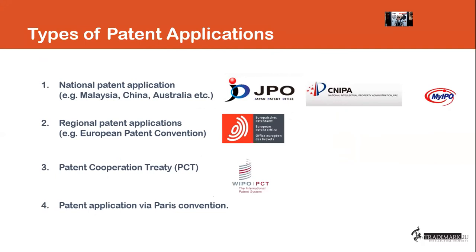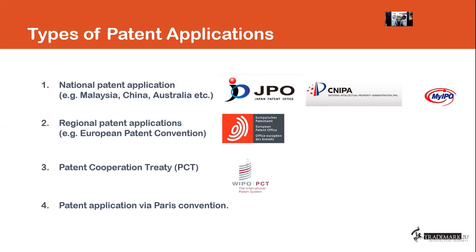Number one, we have the national patent application. Every country actually runs its own national patent registry. In Malaysia, we have MyIPO. In Japan, we have JPO. In China, we have CNIPA and so on. Every country maintains its own patent registry. Unfortunately, you need to be granted a certificate from all these countries in order to protect your patent rights there. Otherwise, the legal system will not protect you.